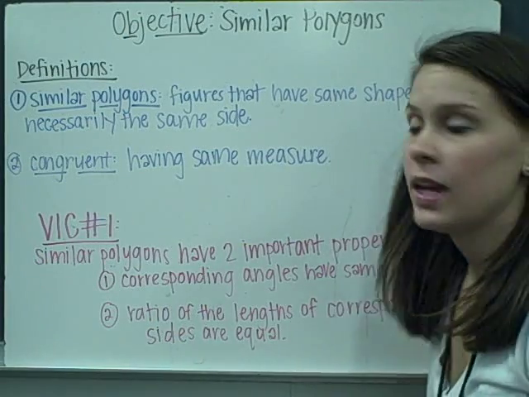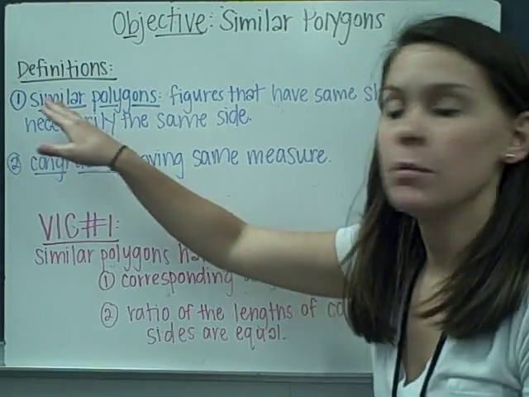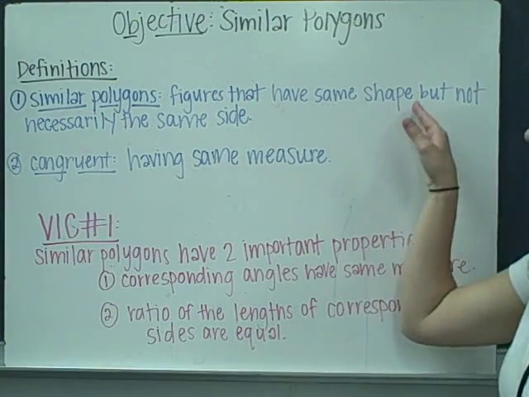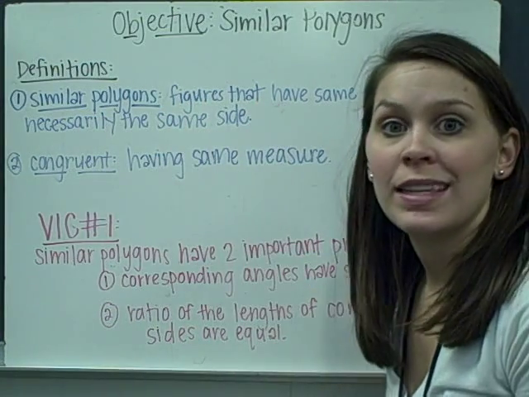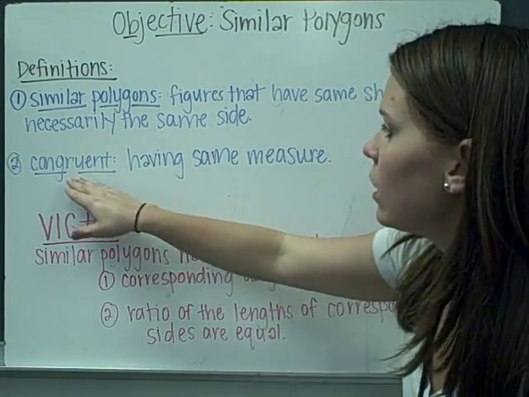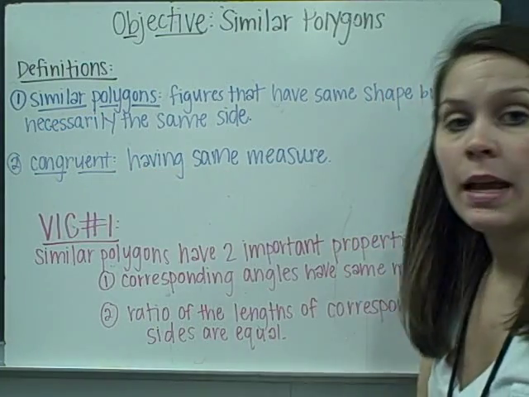Our objective today is similar polygons. Similar polygons are figures that have the same shape, but not necessarily the same size. Congruent is having the same measurement.